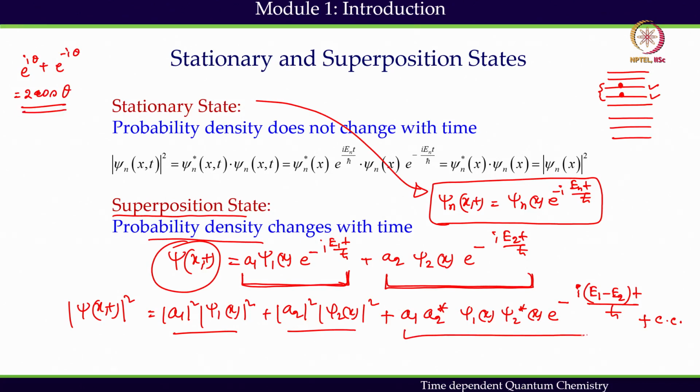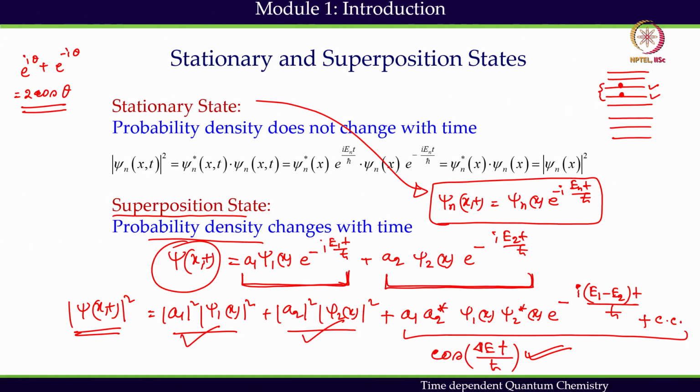So these two together will give me the real part, which is going to be cos (delta E t by h cut), and this is time dependent. So the density becomes time dependent. In this expression, the first term originates from the pure psi 1 state, the second term comes from the psi 2 state, and the third one develops an interference between two stationary states.